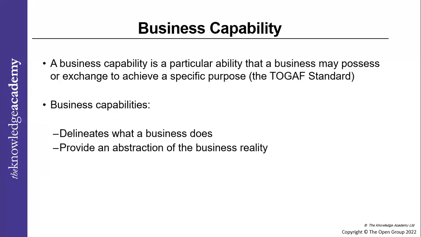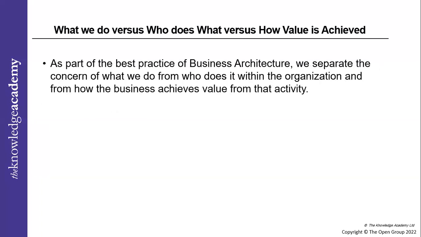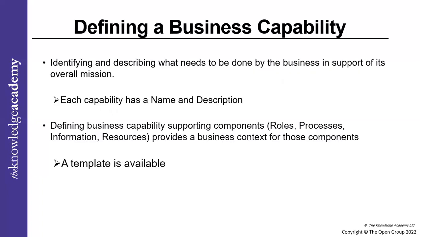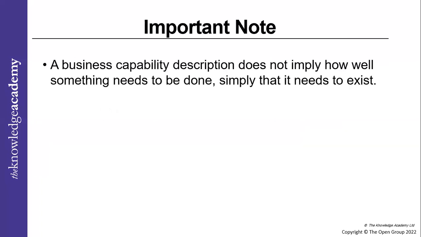Business capability. It is the ability of the business to deliver something, correct? Now, what we do versus how value is achieved. Nothing is given here. Let's have a look at the template here.